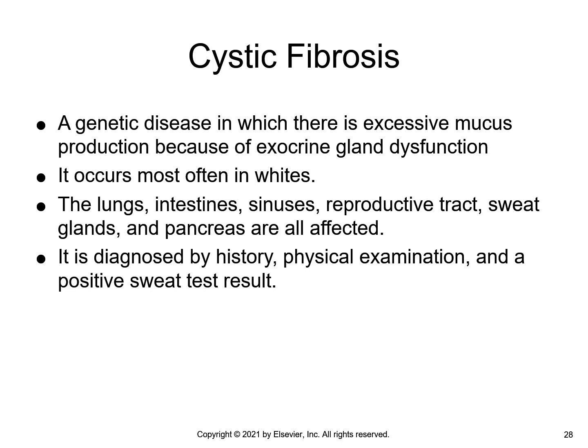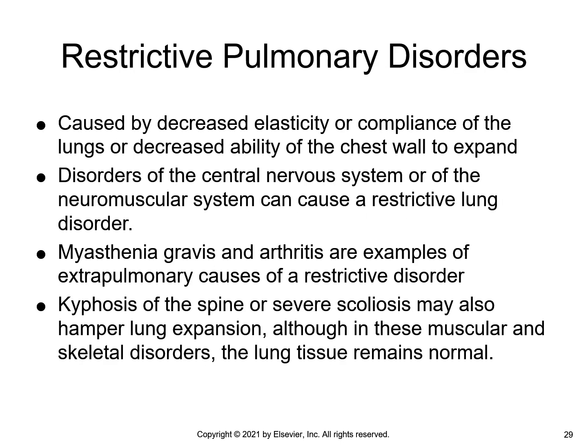Treatment of symptoms may include bronchodilators, expectorants, oral pancreatic enzymes, double doses of fat-soluble vitamins A, D, E, and K, as well as mucolytics. A high-protein, high-calorie, moderate fat diet is also suggested. Kyphosis of the spine or severe scoliosis may hamper lung expansion, but the lung tissue remains normal. Obesity is also becoming a major cause of restrictive lung disease.